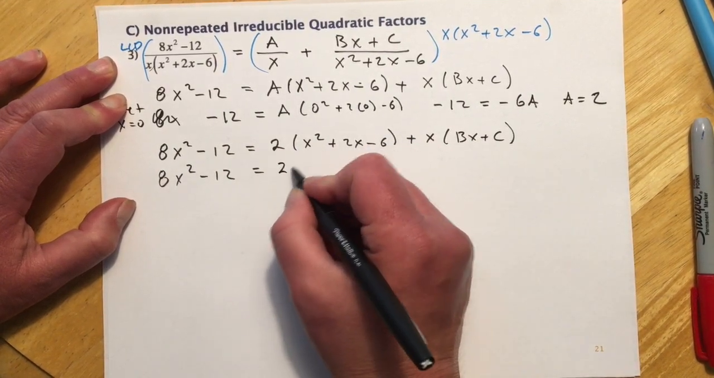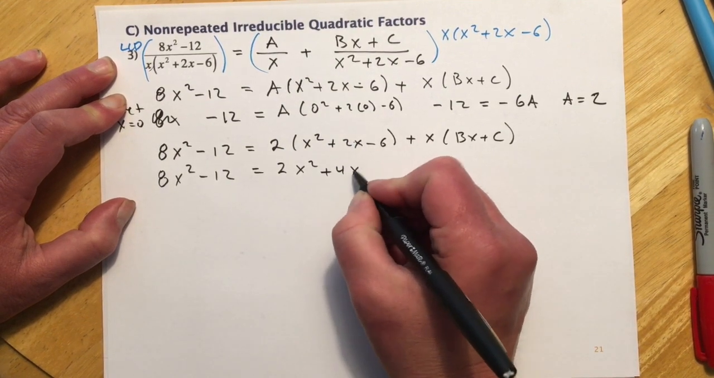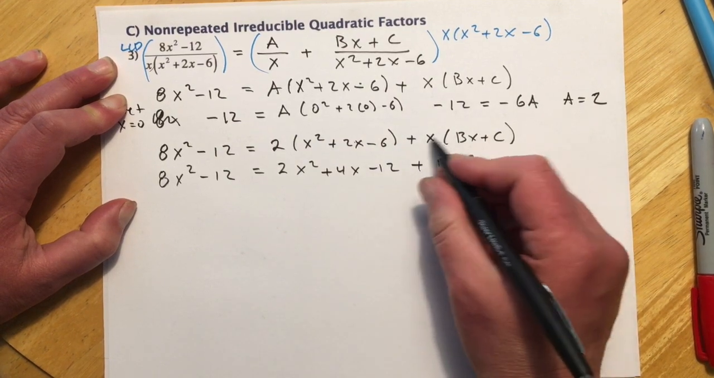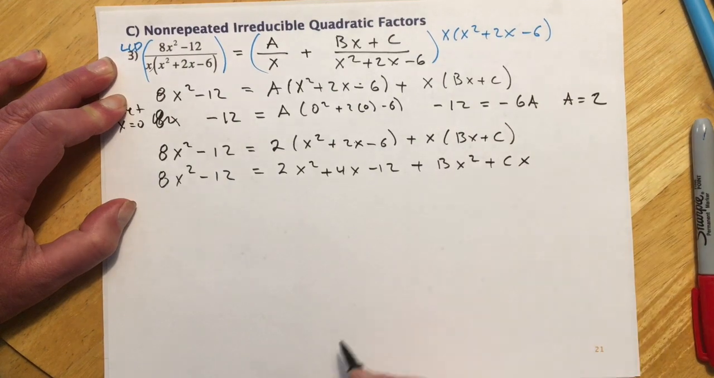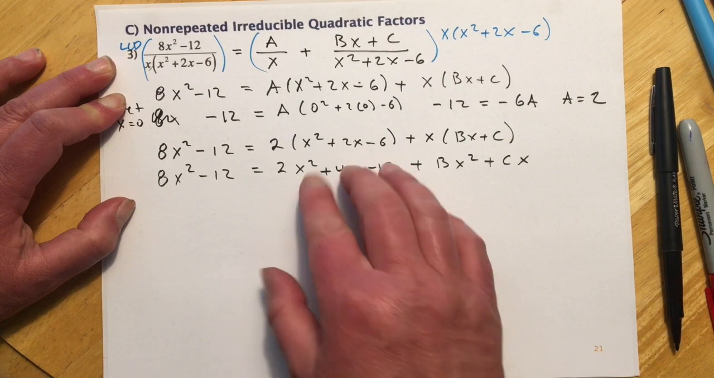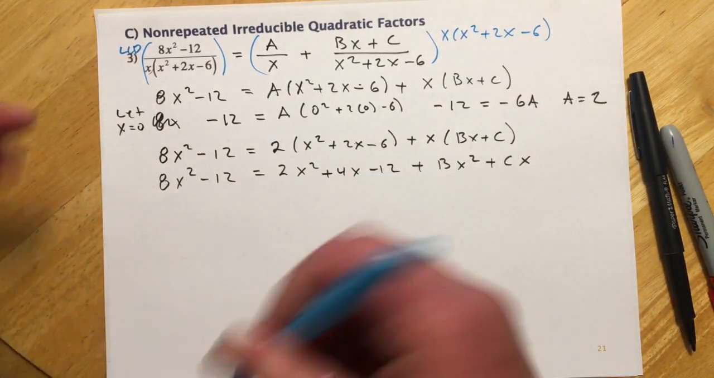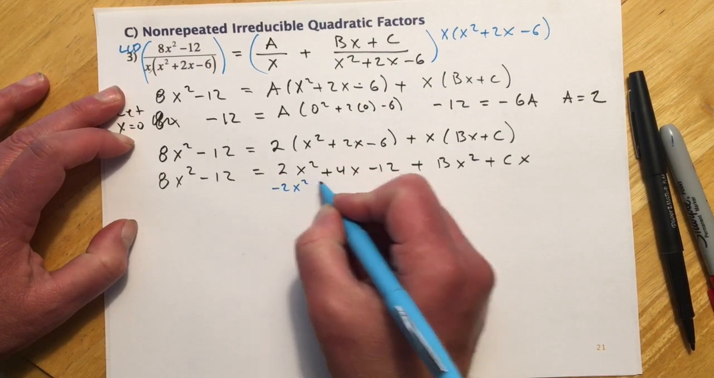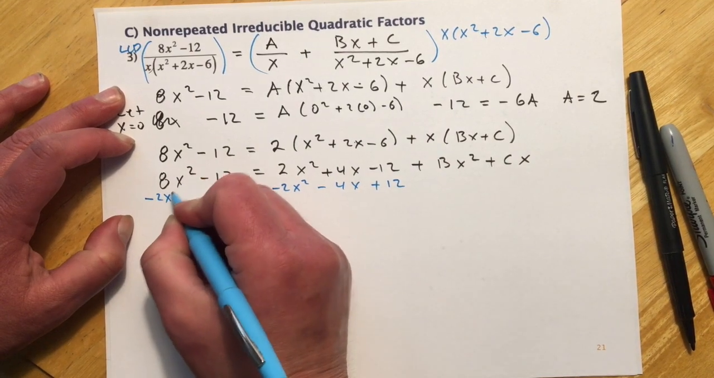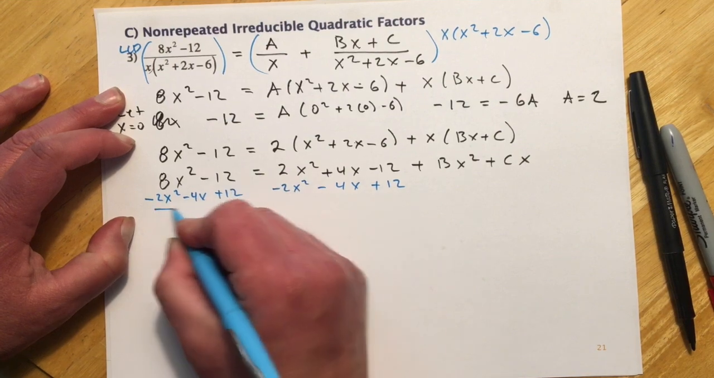So running the 2 through, I get 2x squared, I get 4x, and then minus 12. And then bx squared plus cx. These have the b and the c coefficients, so I want to get all this over here. So what I'm going to do is subtract 2x squared, subtract 4x, and add the 12. So minus 2x squared, I'll slip the 4x in between there, and plus 12.